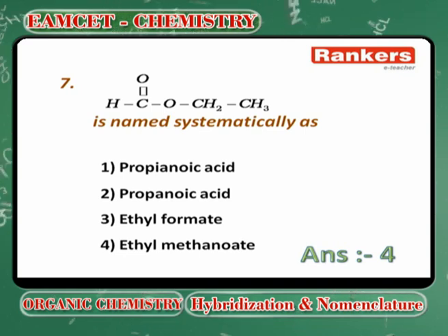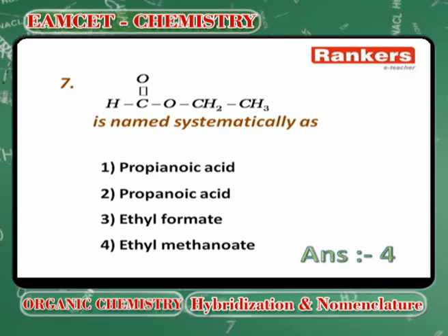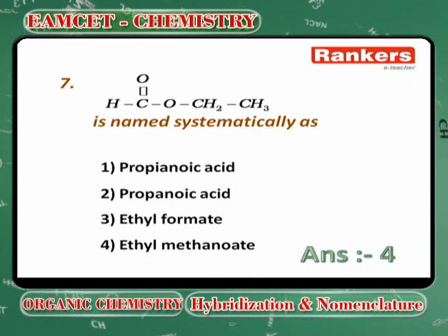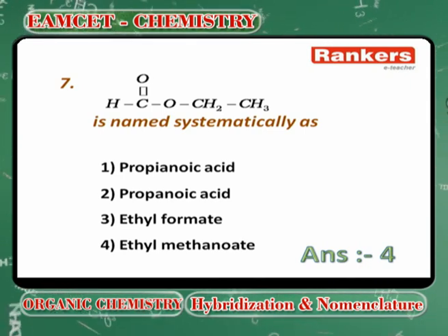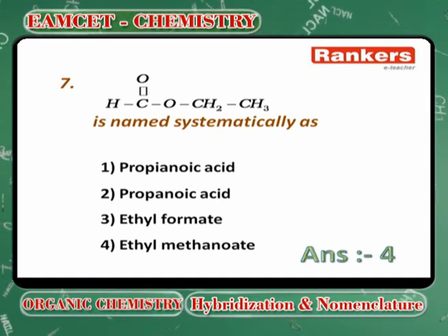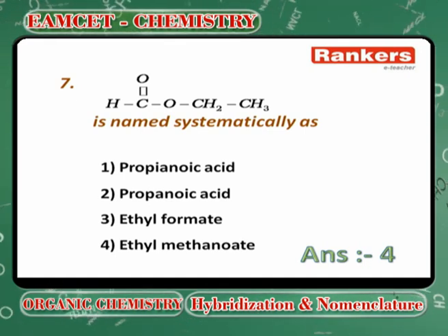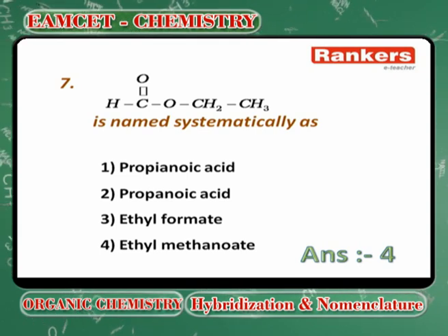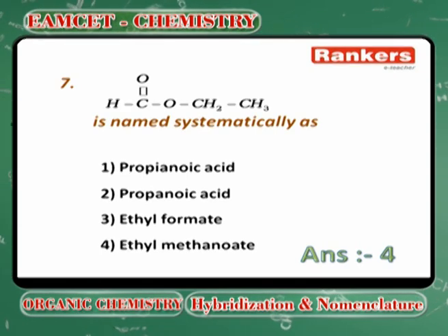So, this is an ester, a carboxylic acid attached with an ethyl group. So, the ethyl is prefixed and then it is a 1-carbon oic acid, called methanoate. So, the last answer, ethyl methanoate, is the right answer. However, some names like ethyl formate, the third option, are also right, but not according to the IUPAC. Systematically means it is IUPAC nomenclature. So, the answer goes to the 4th only.